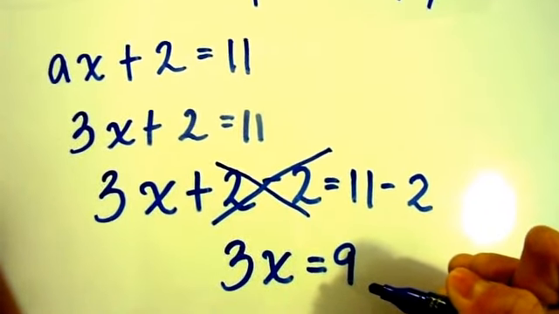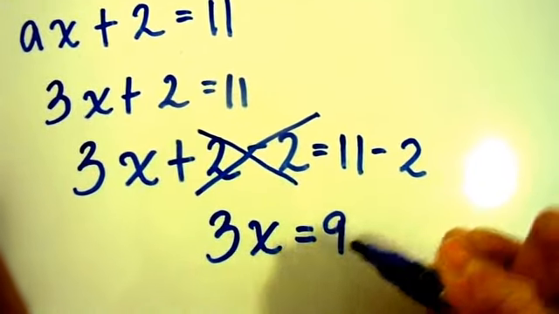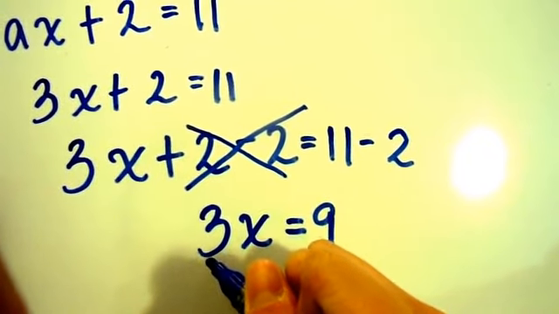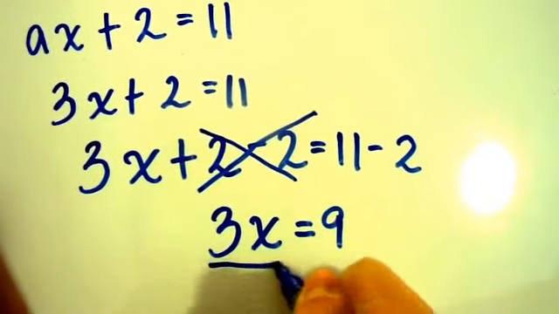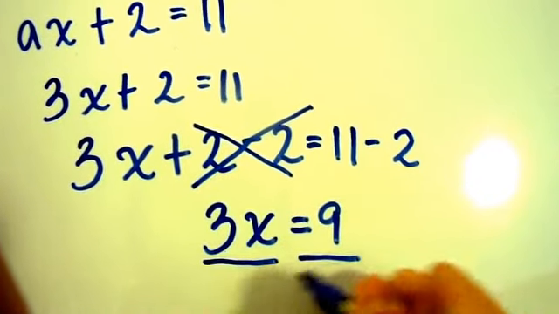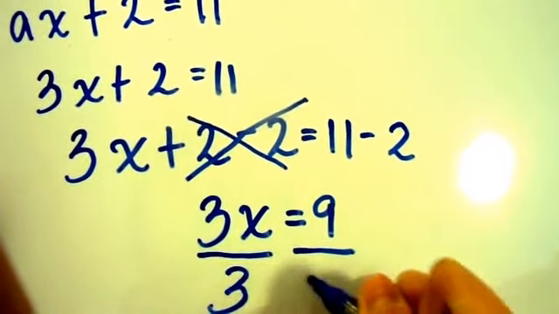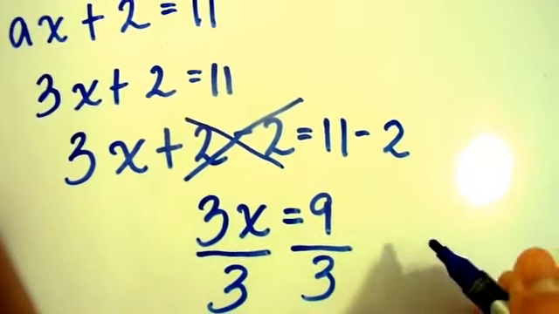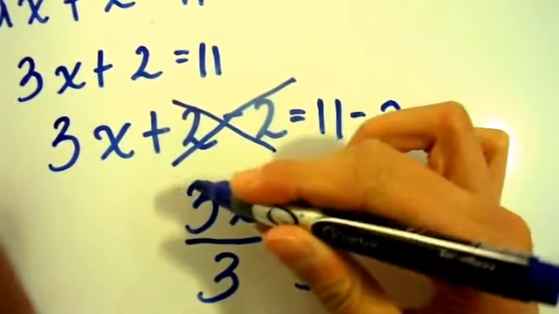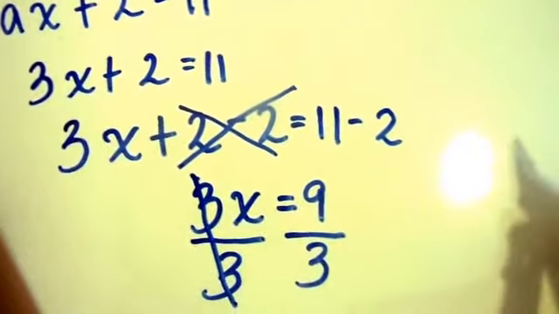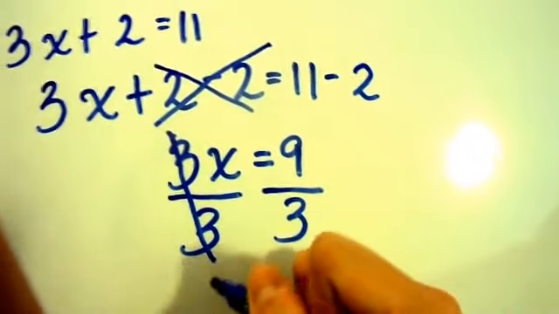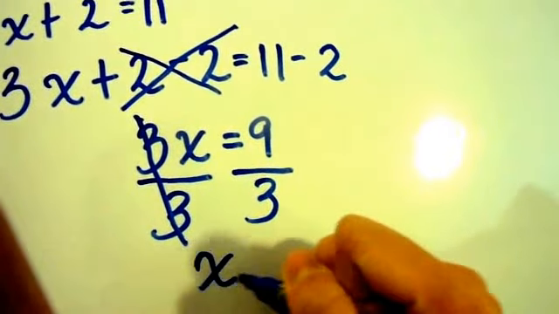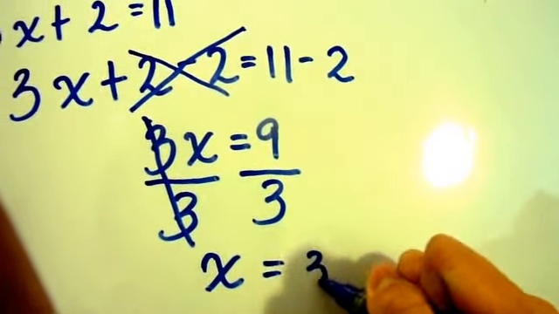And now this leaves us with a one-step equation. So now we have to do the opposite operation. So 3x, you divide both sides by 3, because it's what you have. And now this is saying that we have canceled the coefficient. So 9 divided by 3 is 3. So x equals 3.